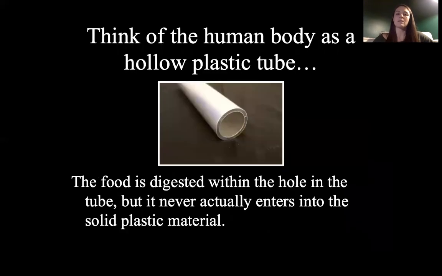And remember when we talked about the digestive system, we talked about our body being represented by this plastic tube, where the outside of the tube is the skin, the inside of the tube is the digestive tract. So that would be like the mouth, the esophagus, the stomach, the intestines. And when food's digested within the hole in the tube, it never actually enters the solid plastic part right here. It never actually enters the body. That's still not considered inside the body.